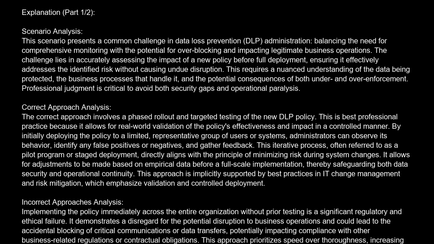This approach is implicitly supported by best practices in IT change management and risk mitigation, which emphasize validation and controlled deployment. Incorrect approaches analysis. Implementing the policy immediately across the entire organization without prior testing is a significant regulatory and ethical failure. It demonstrates a disregard for the potential disruption to business operations and could lead to the accidental blocking of critical communications or data transfers, potentially impacting compliance with other business-related regulations or contractual obligations. This approach prioritizes speed over thoroughness, increasing the risk of unintended consequences.